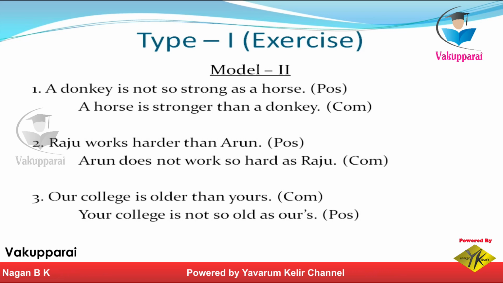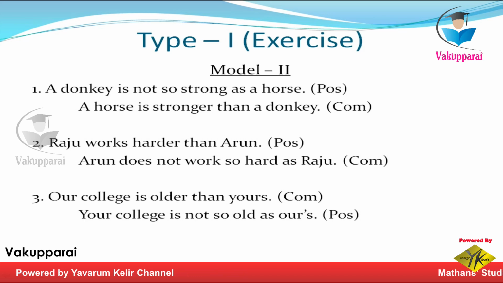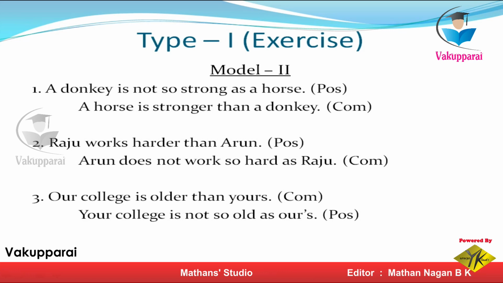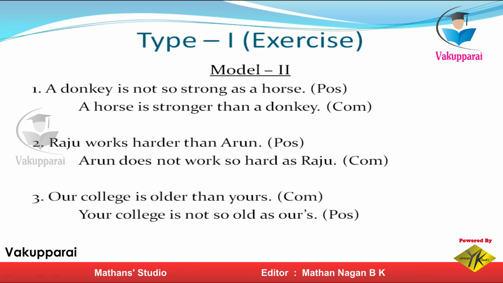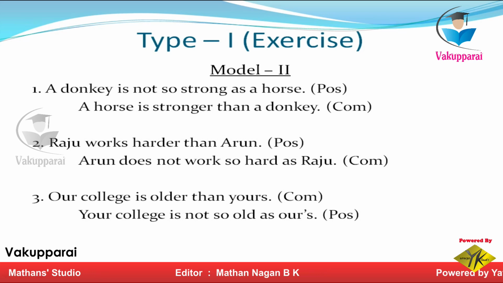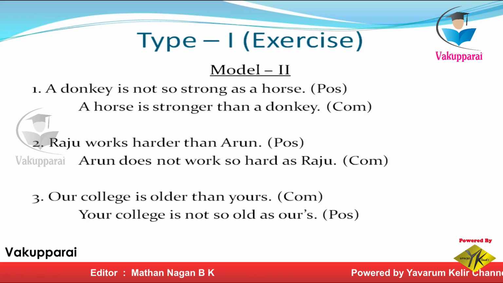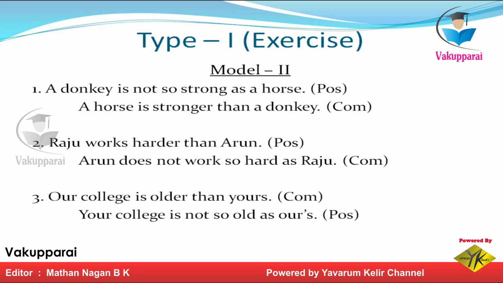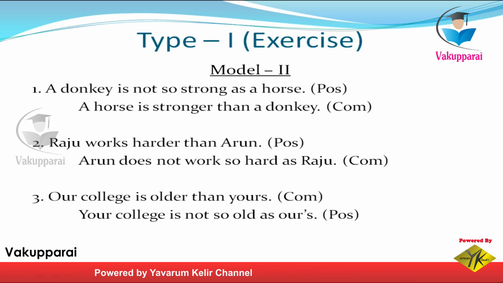See, usually in English, do verbs are used to form negatives. Here Arun is the third person singular, that is why I add does not to work. So instead of works, I changed it into negative as does not work so hard as Raju. As the sentence is in negative, I used so instead of as. Next sentence, our college is older than yours. So we can change it into positive, like your college is not so old as ours.